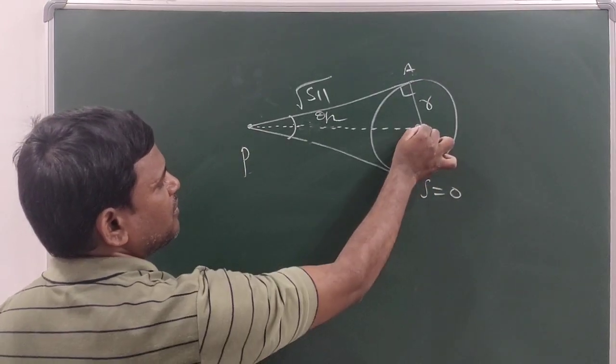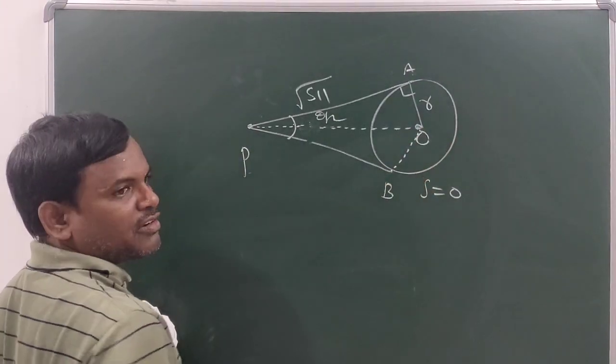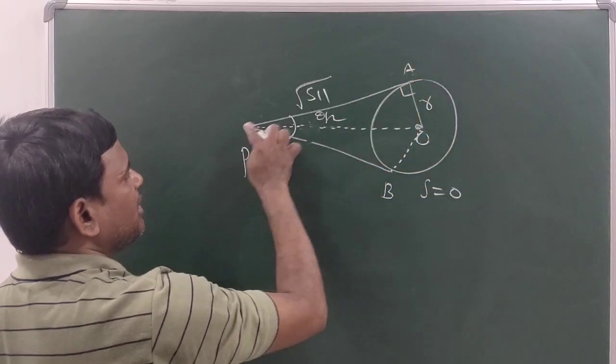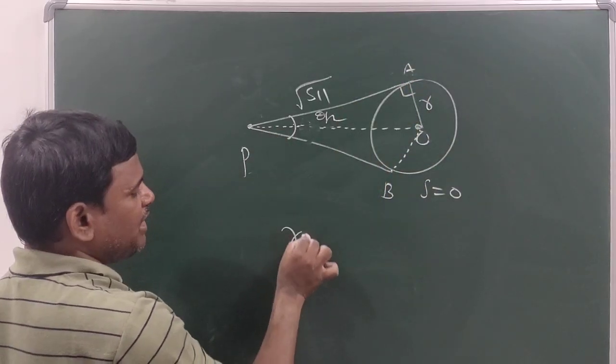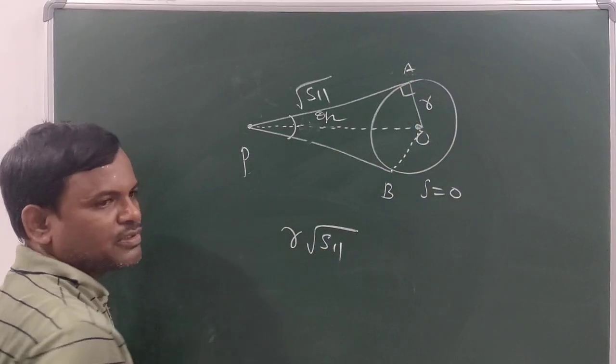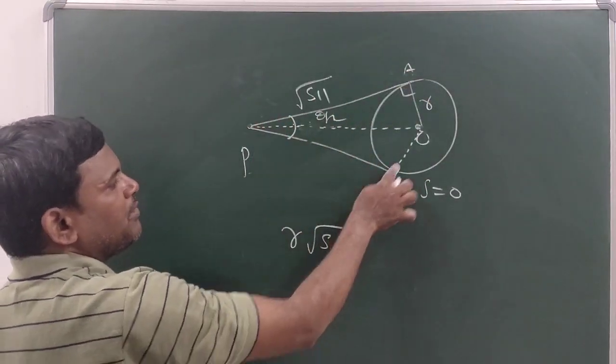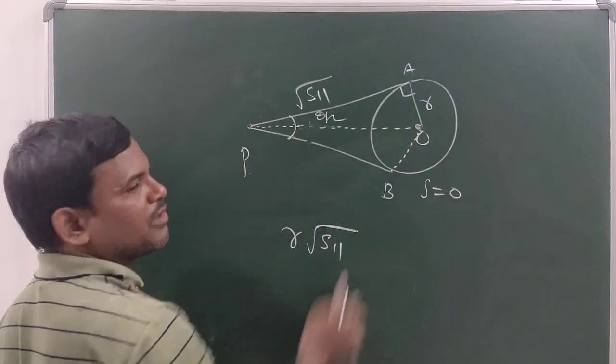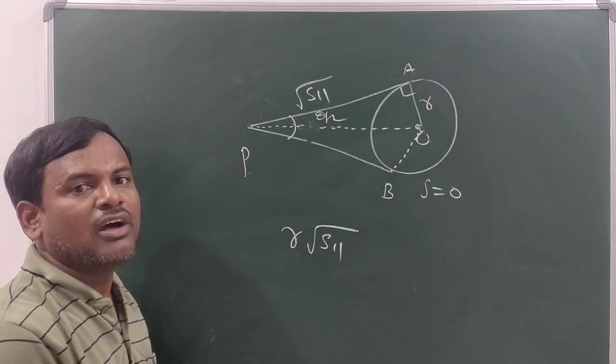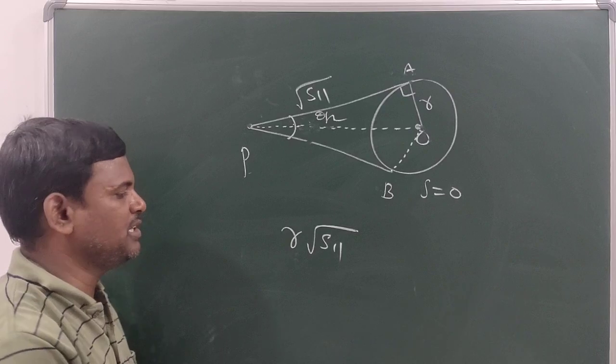And if you connect this one also, here one quadrilateral is formed, OAPB, whose area is R into root S11 square units. Area of the quadrilateral OAPB. Whose area is how much? R into root S11 square units.